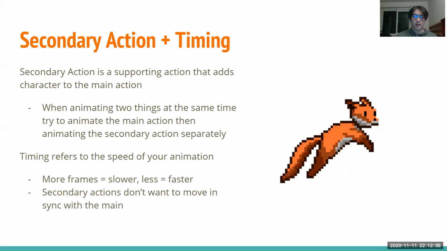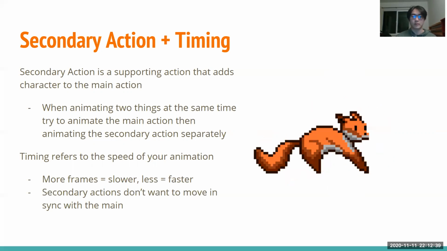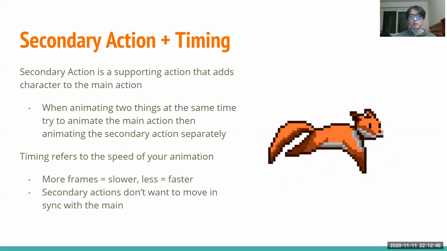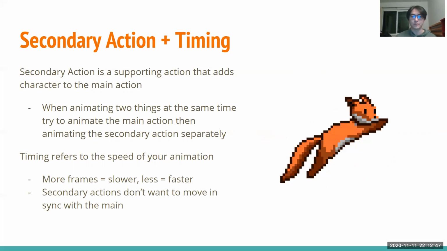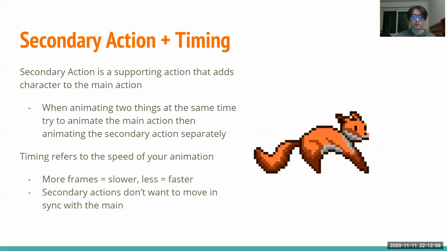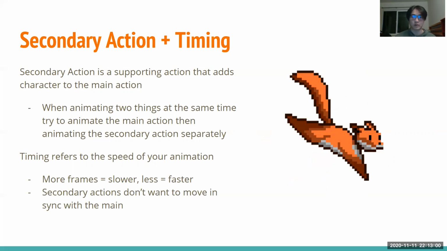Now timing is referring to the speed of your animation. We've talked about this a little bit before, and basically more frames means that the speed of your animation will be slower, because your animation will be running at a certain frame rate. By having more frames, it's going to go through more frames in the same amount of time, and it's going to be slower. As opposed to having fewer frames, it's going to be going over fewer frames, and so things will seem much faster.